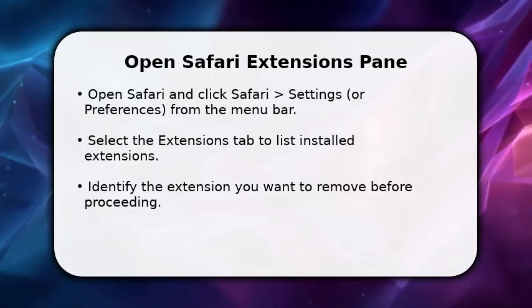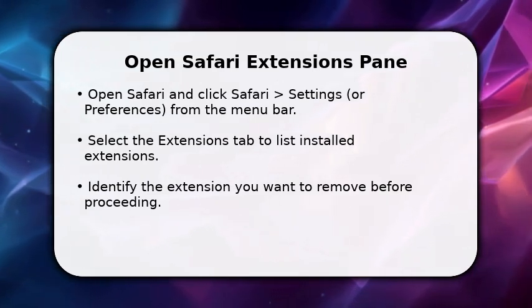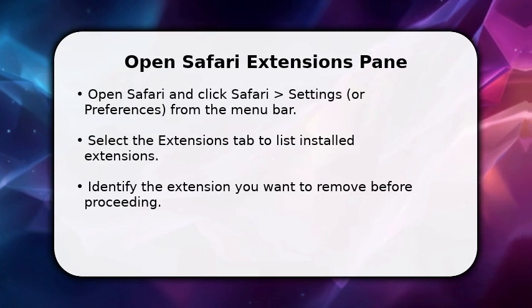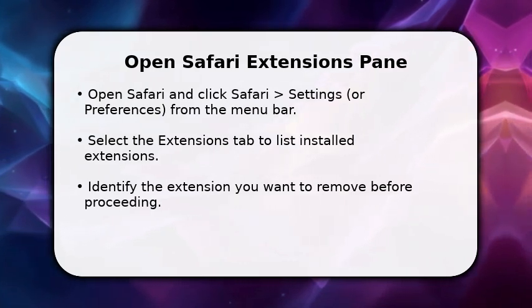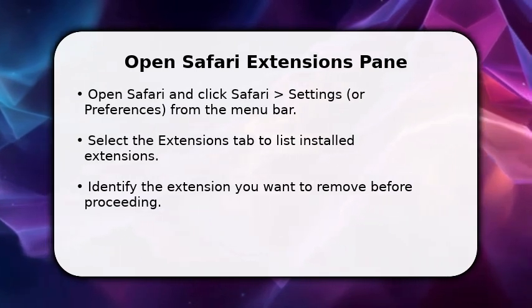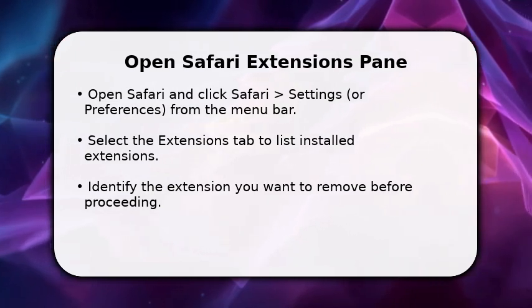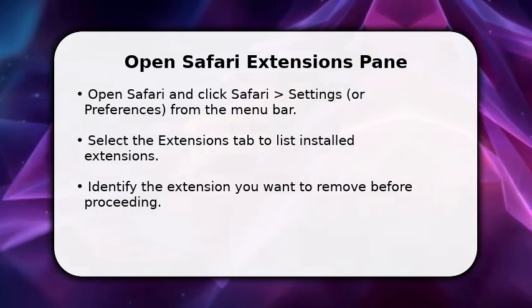You start by opening Safari and going straight to Safari Settings or Preferences. This gives you the extensions pane. Once there, scan the list and select the extension you plan to delete so you don't remove the wrong one. Make sure Safari is updated and not in private mode because some controls differ. If an extension is grayed out, note its name for later.